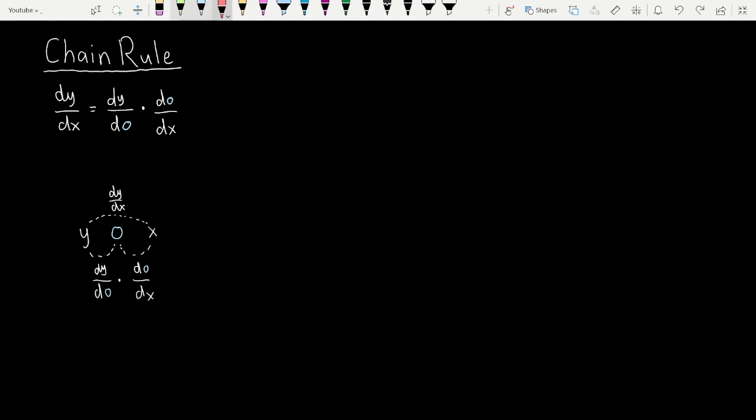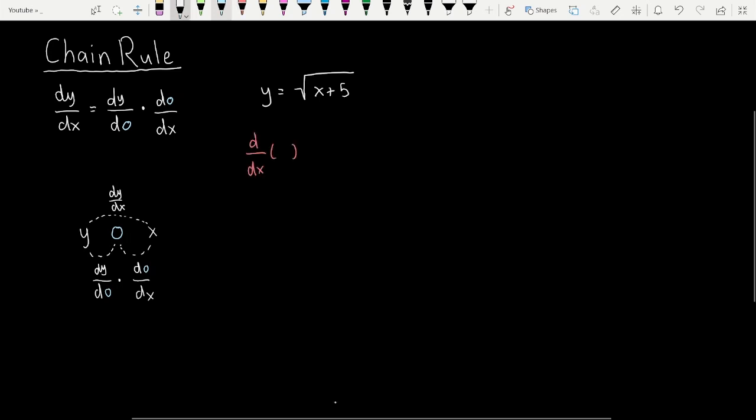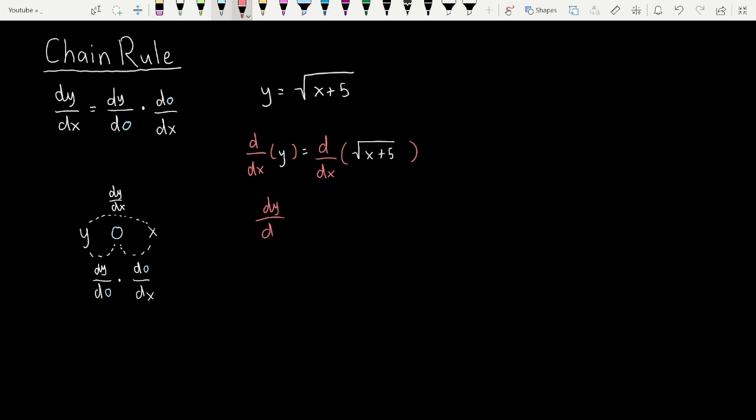One place where this is really useful is, let's say you have y equal to under root x plus 5, and you're supposed to differentiate this with respect to x. So I basically apply my differentiation operator: I'll have my y inside over here, and I'll do the same over there, d by dx, of under root x plus 5. So this is basically going to simplify to dy by dx equals d by dx, and then I'm supposed to do something with this expression over here.